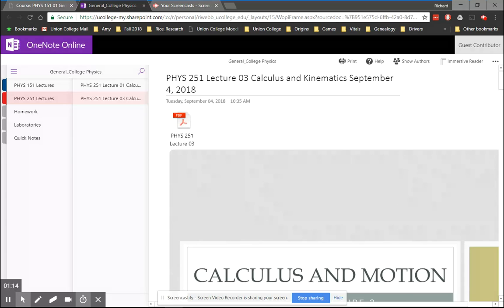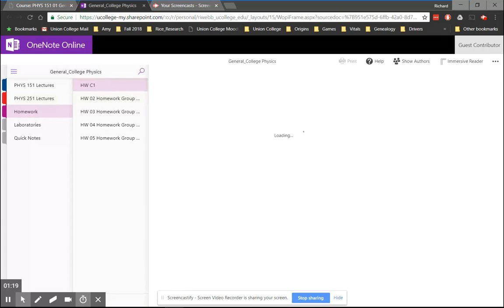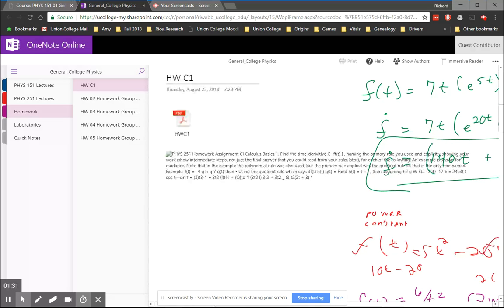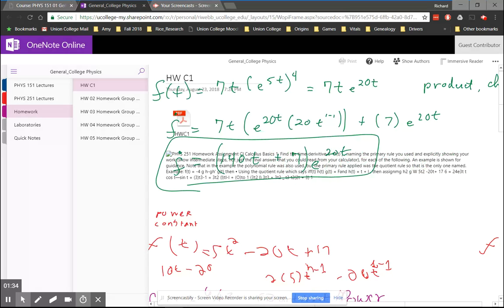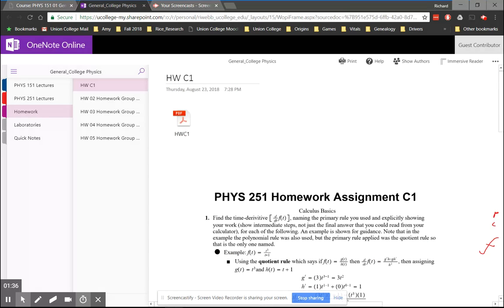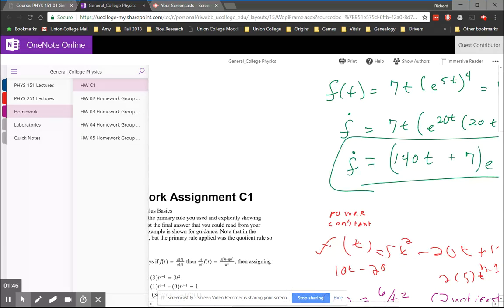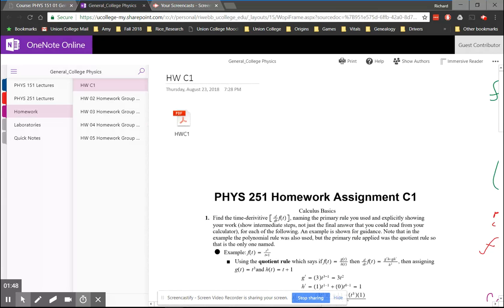So for instance, in homework, I know the time is now past, but we did do the calculus homework C1 on this. This is where you guys were writing last week. And so you can come over here and, while it's still loading up the PDF, you can see the work. Oh, great. Well, I screwed that up. Let's Control Z, maybe. Hopefully that undid my errors. But you can see the work that was done there. Just making sure everyone's aware of that.